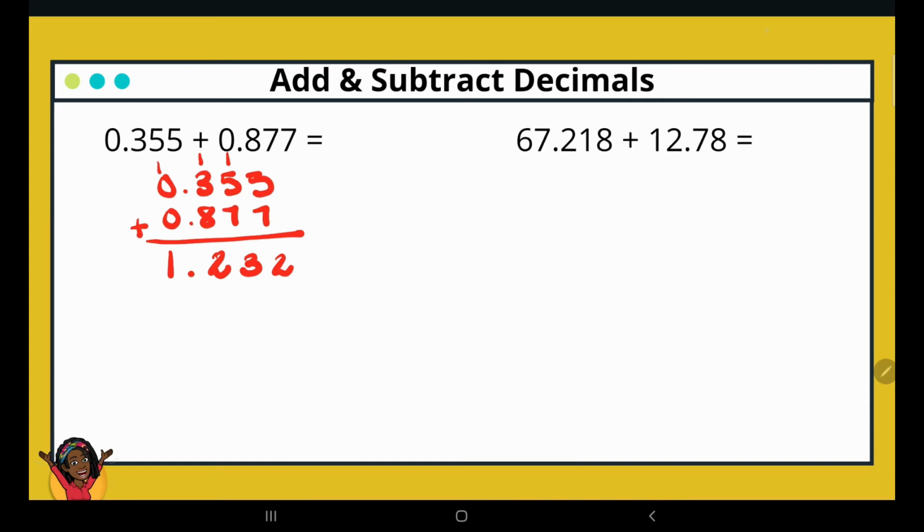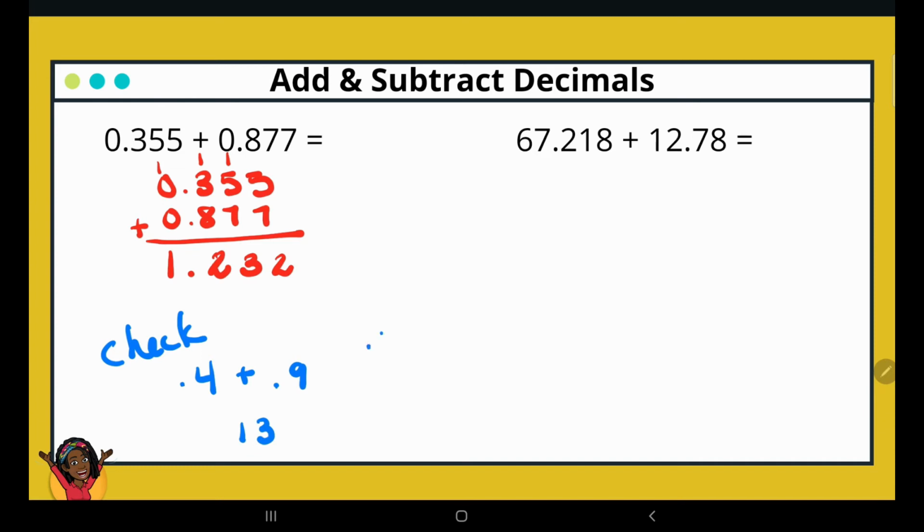Now let's check that using estimation. If I estimate 0.355, rounding to the nearest tenth, that's about 0.4. And if I estimate 0.877, rounding again to the nearest tenth, that's going to be 0.9. So here I have 9 and 4, which would give me 13.